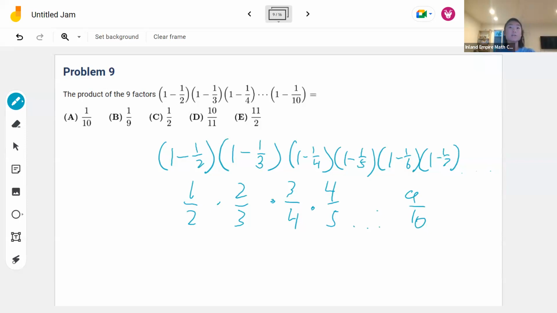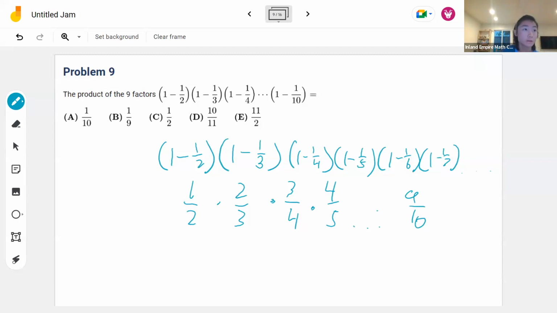So do we see a pattern here? Could you guys let me know in the chat or unmute, see if you can see the pattern that's popping up here? All right. Yeah, Serena says the second numerator is the first denominator.